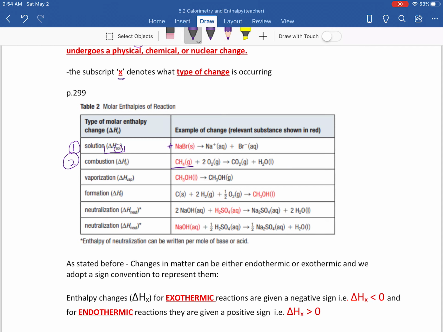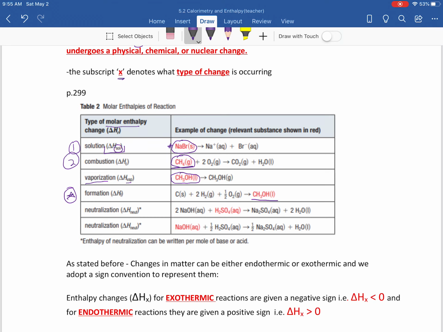For combustion, we are combusting 1 mole of methane. And here's the other thing. Molar enthalpy refers to 1 mole. So in each case of you seeing this red, it's for 1 mole of sodium bromide here, 1 mole of methane here. And when we're talking about vaporization, so see the delta H of vaporization, 1 mole of liquid methanol evaporating to gas. Formation, this one is an important one. We're going to talk about this one a little bit later on in the chapter.